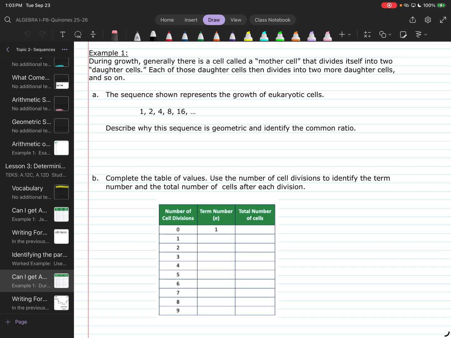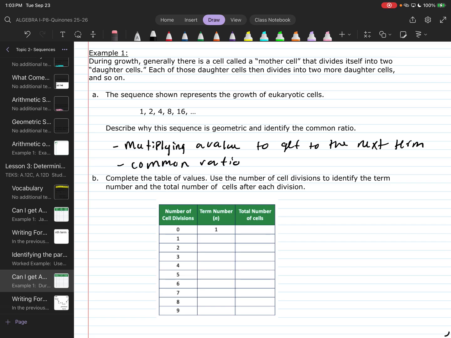I would remove the word constant, but we are multiplying a value to get to the next term. We call this what? If we're multiplying something in a geometric sequence, we call this what? A common ratio.